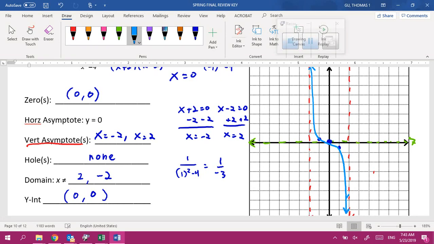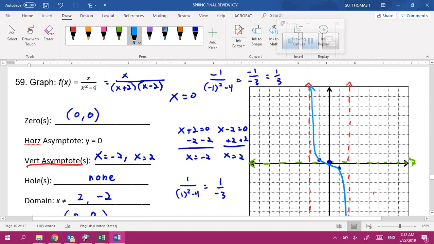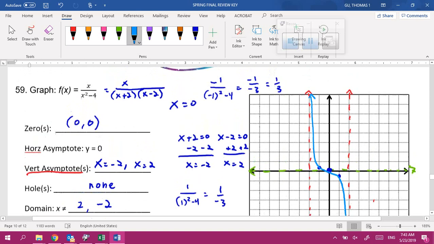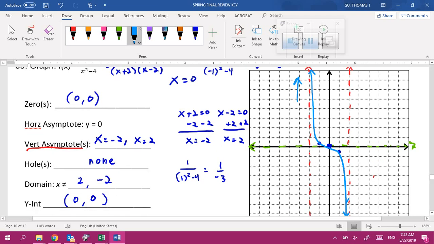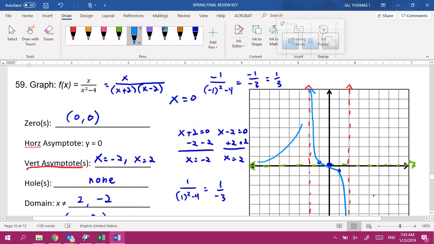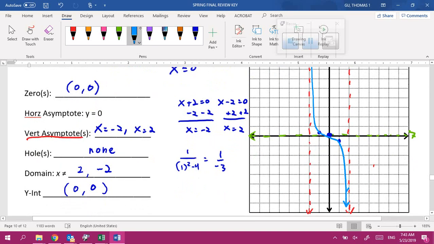Okay, if that's what the middle section looks like, remember, you've got two more regions, right? The regions are created by the vertical asymptotes. So where should my other curves be going? Around this negative 2 asymptote, should I be going up or down? I should be going the same direction as this, so down. Why is it down?